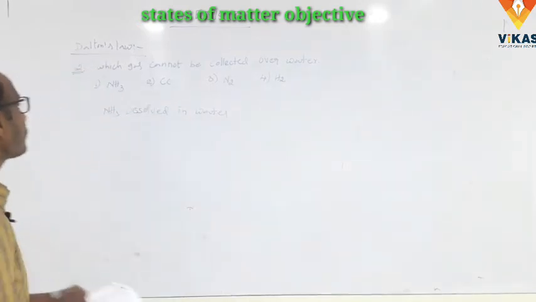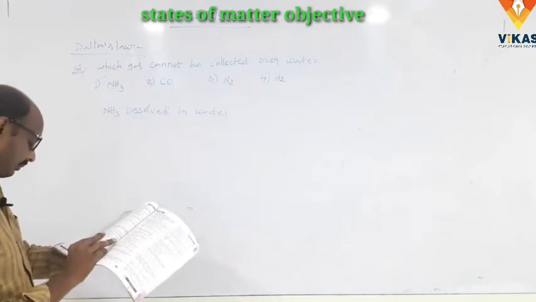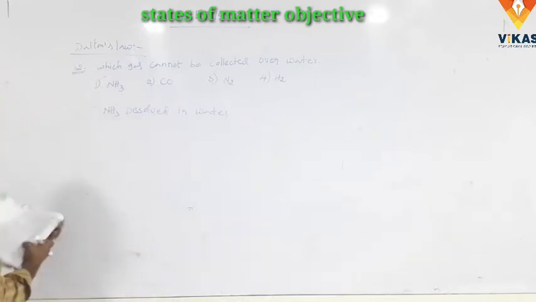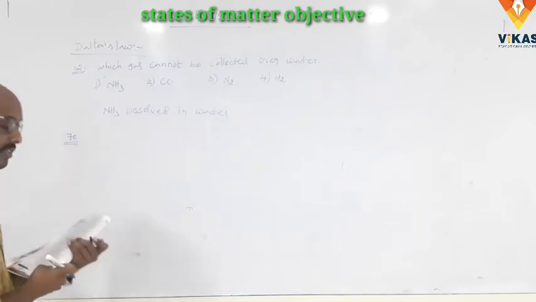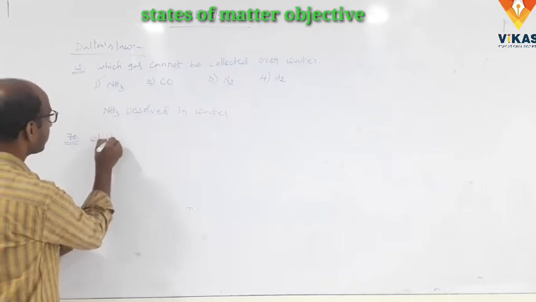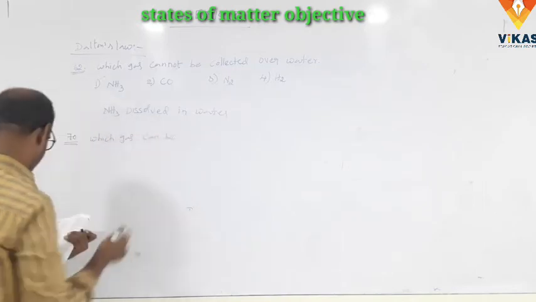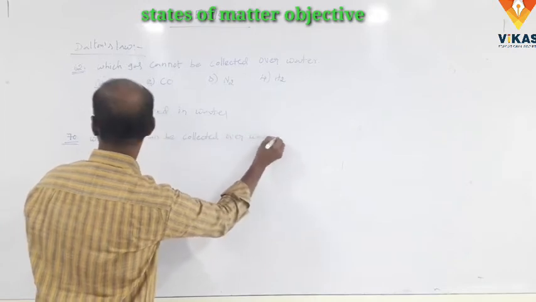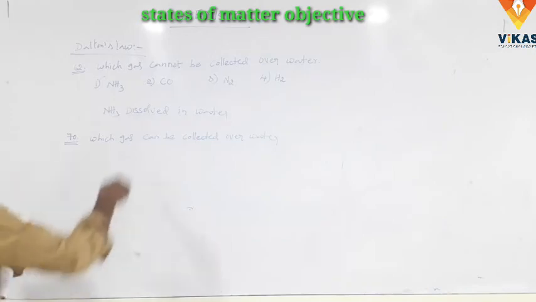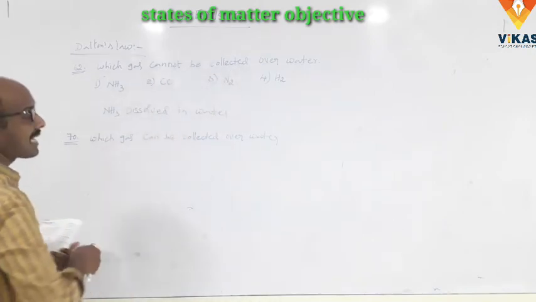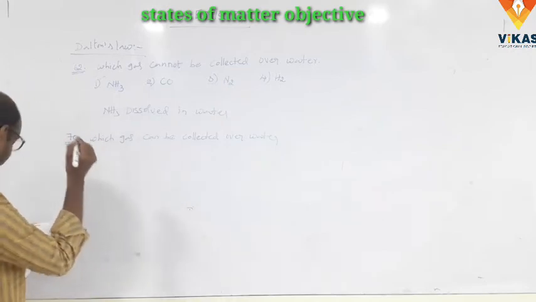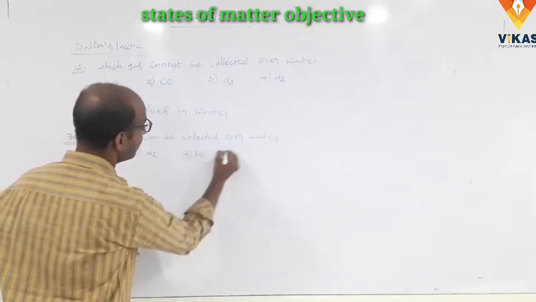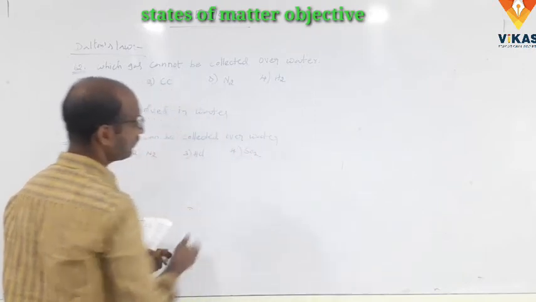Clear? And next one, look at this same question on this side, in page number 94. Look, question number 70. Same answer but the reverse. Which gas can be collected over water? Question number 70, same question but different. The previous one asked which gas cannot be collected over water. Here, which gas can be collected over water? Option 1 NH3, option 2 N2, option 3 HCl, and option 4 SO2. Observe the question carefully.